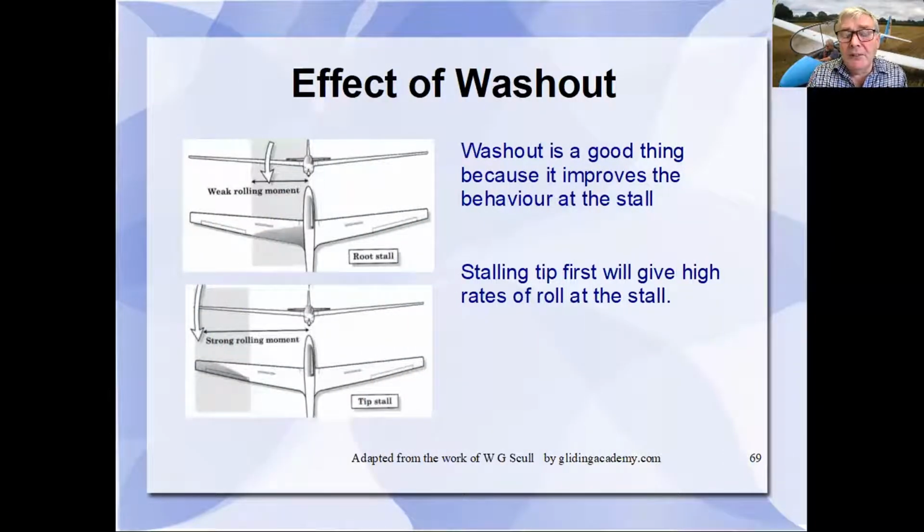Also, if the wing tip is the last part of the wing to stall, the roll that comes from the stall is less, because there's much weaker rolling moment. So it's much better to have a wing that stalls at the root first than at the tip first. If it's going to stall at the tip first, it becomes much more unpredictable and difficult to control for the pilot.